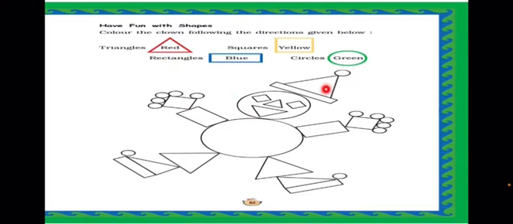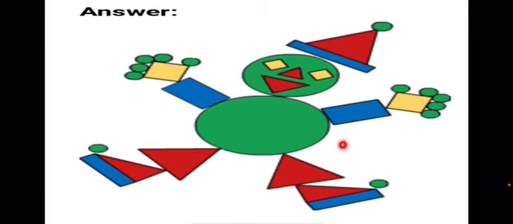For example, this is a triangle, so it has to be red color. This is a square, it has to be yellow color. This is a rectangle, it has to be blue color. This is a circle, it has to be green color. So your clown should look like this. So start filling colors in the clown.